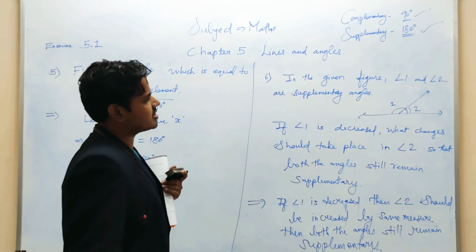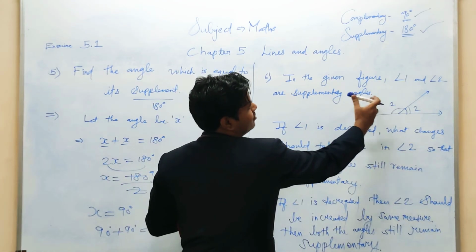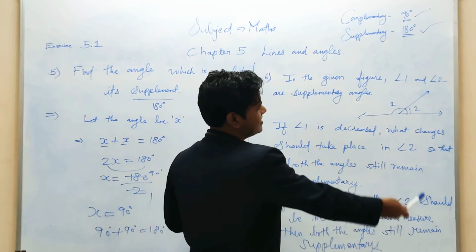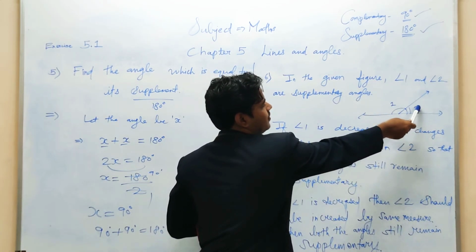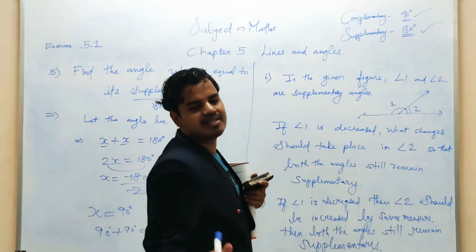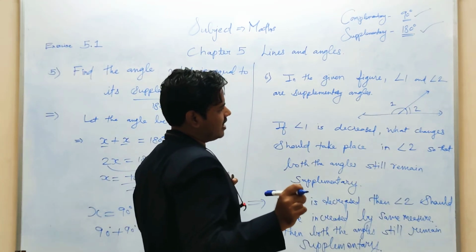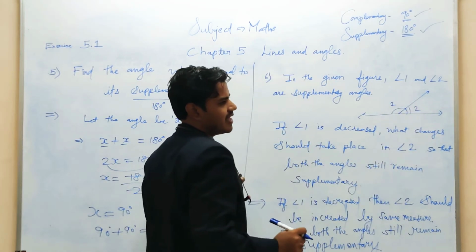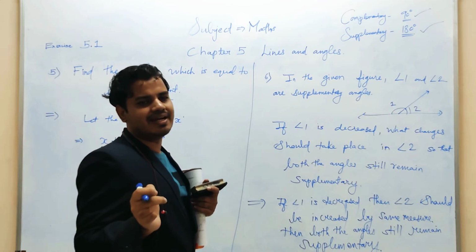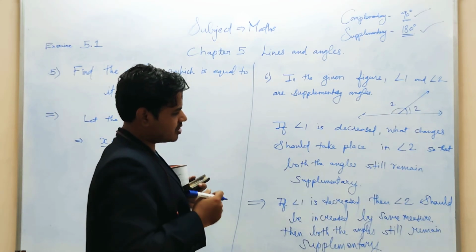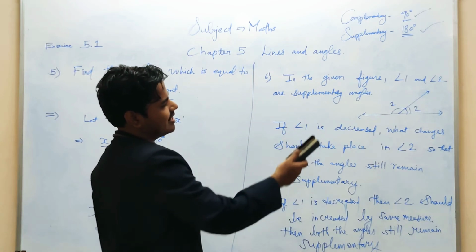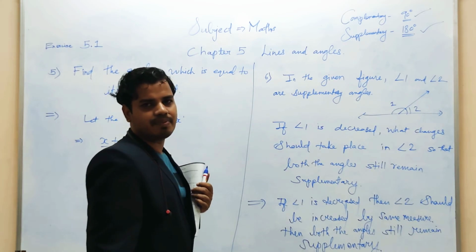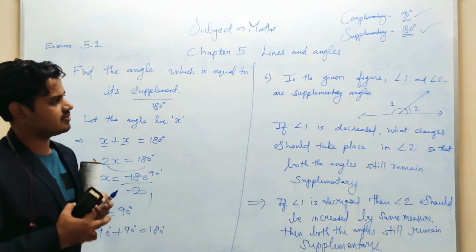So here what was asked to us: if this angle 1 is reduced, then what changes should take place in angle 2? Obviously, if angle 1 is reduced, then angle 2 we have to increase by the same amount, by the same measure, by the same extent. If we do that and add both 1 plus 2, then the sum will be equal to 180 degrees. So that was asked. We have to change angle 2 by the same amount so that both the angles still remain supplementary. So this was example number 6.